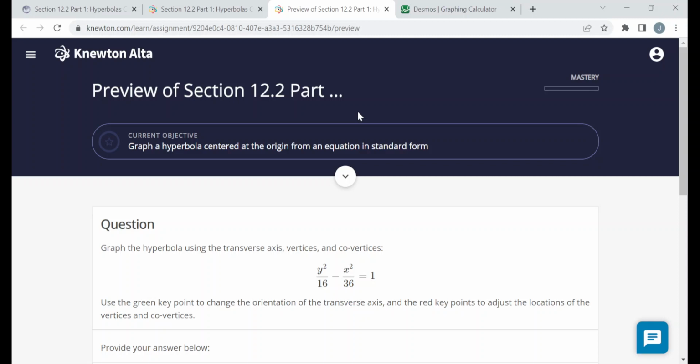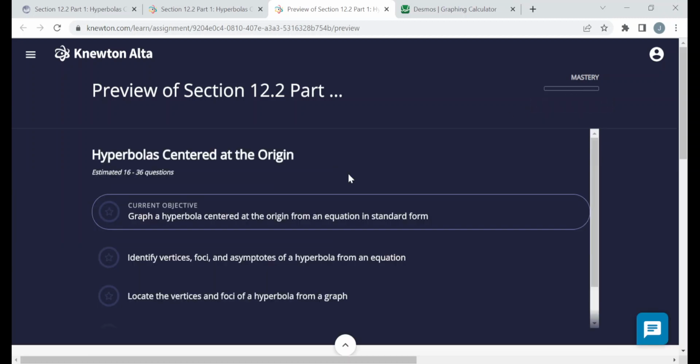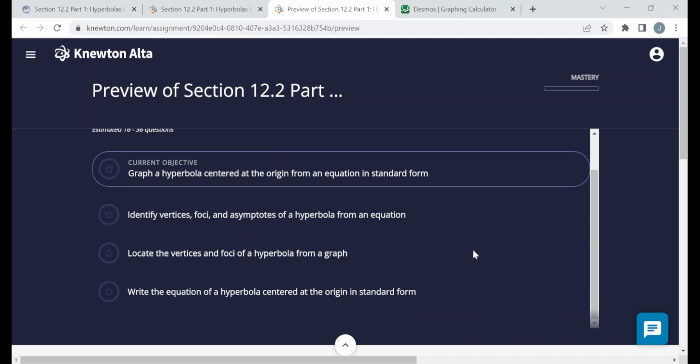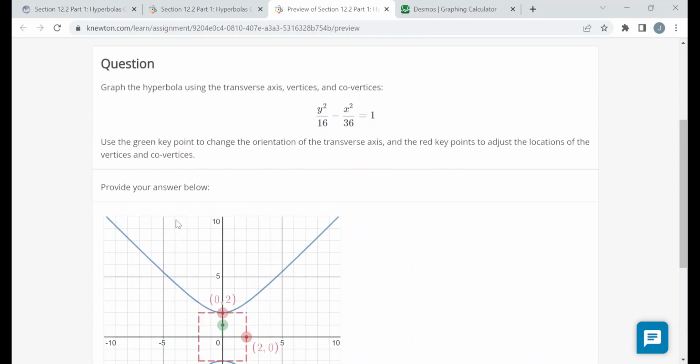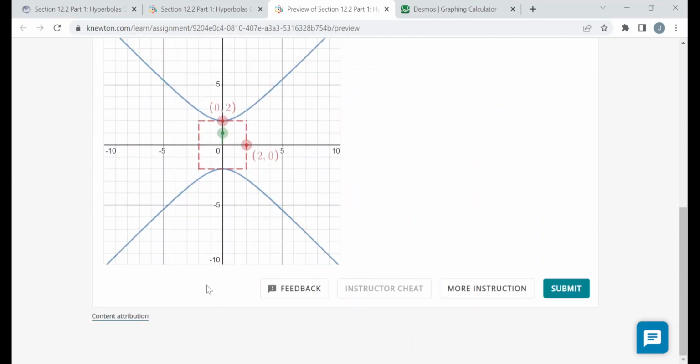Alright, so on your assignment page you should be seeing the title, the mastery bar, right, that tells you how far along you've gotten, the objectives. It looks like there are 4 objectives for this particular assignment. Under the current objective, you should be seeing a question related to that objective. And at the bottom of every question, there should be a feedback button, right, where you can send feedback to Knewton if you wish.